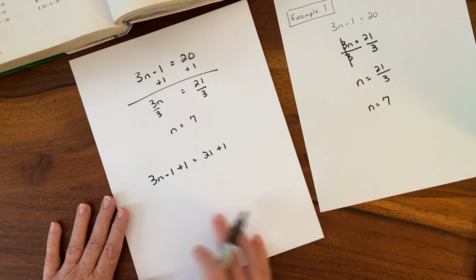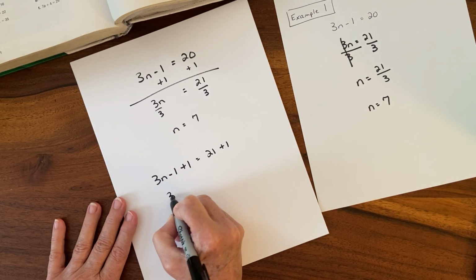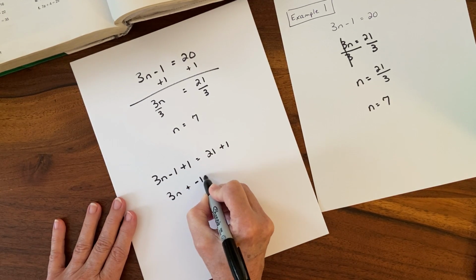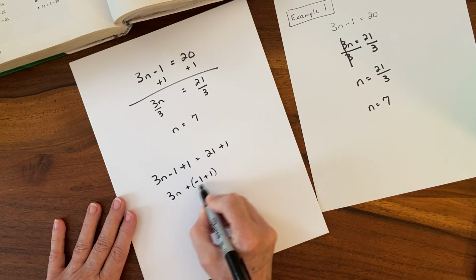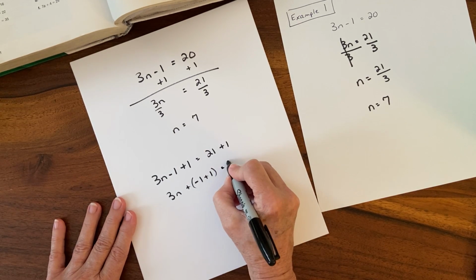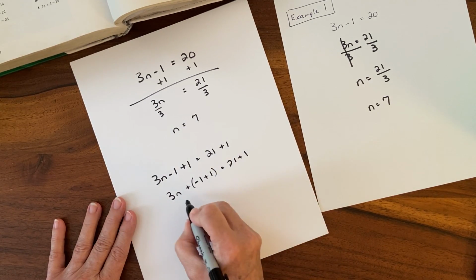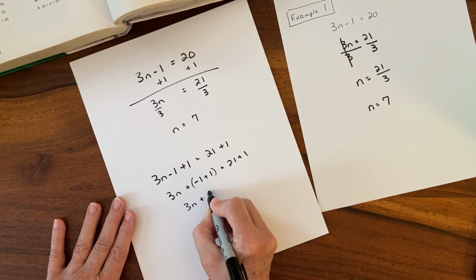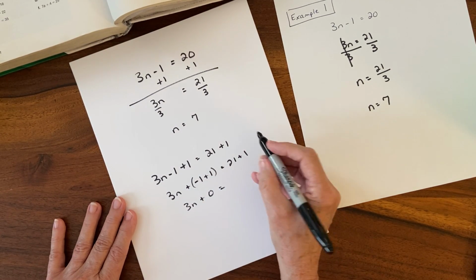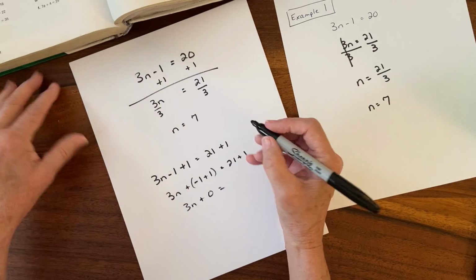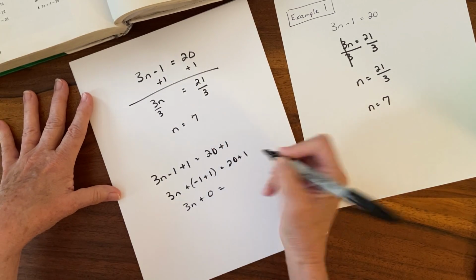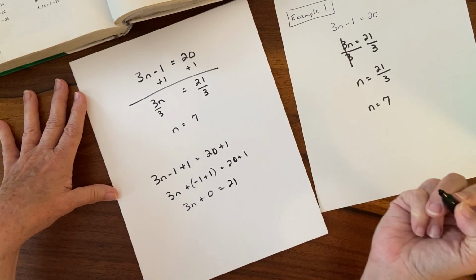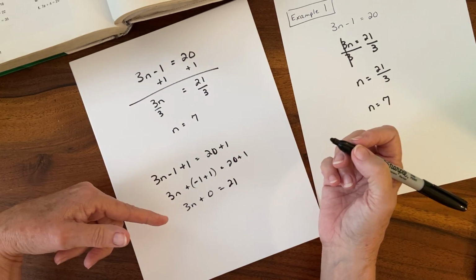Let's go back to our idea that there's no such thing as subtraction. Like that. So you know that's 0. So 3n plus 0 equals, so it was 20 plus 1, wasn't it? Like that. So I can do it that way too.